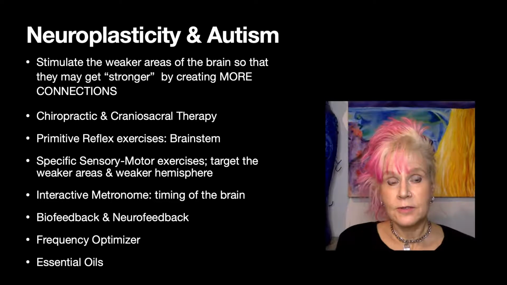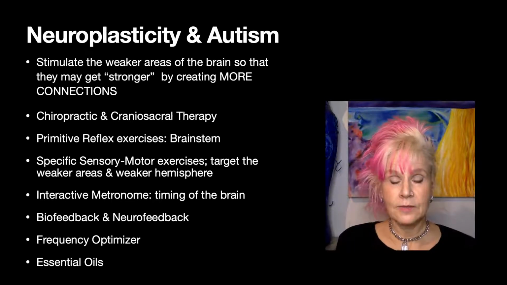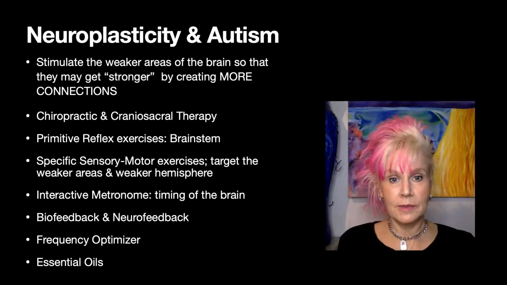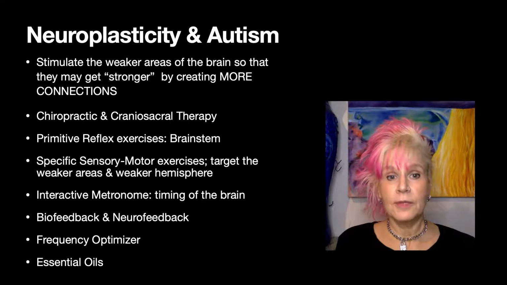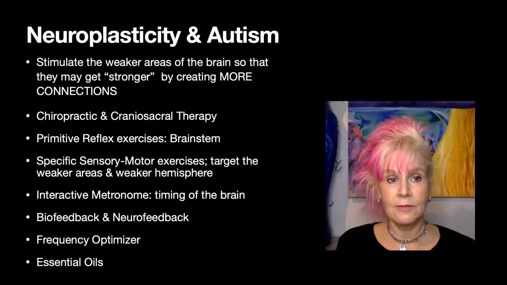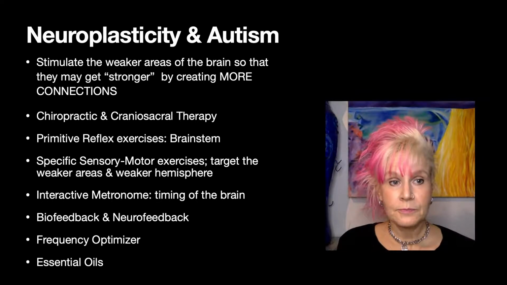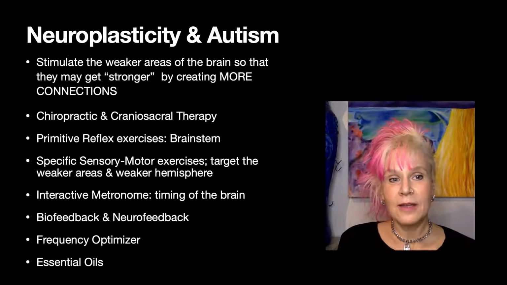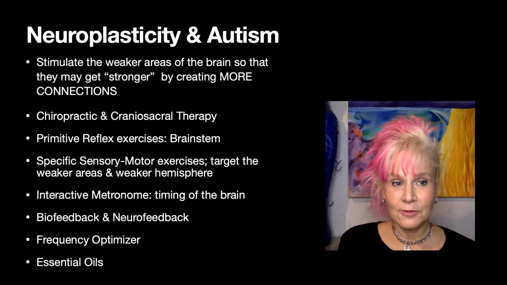With primitive reflex exercises, that's down in the brainstem, this is a way to start with developmentally getting that brain to build from the bottom rungs. If there are issues going on, and that's something I check in my office, I then give exercises to get those reflexes to integrate. I will be talking more about this in the future. Specific sensory motor exercises are going to target the weak areas and the weak hemisphere within those areas. So that's for each child is going to be different.